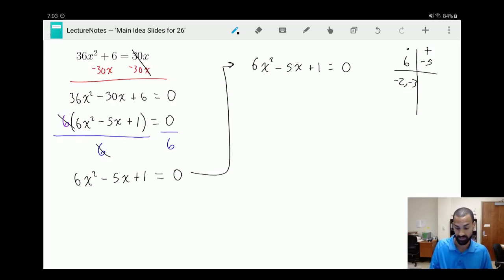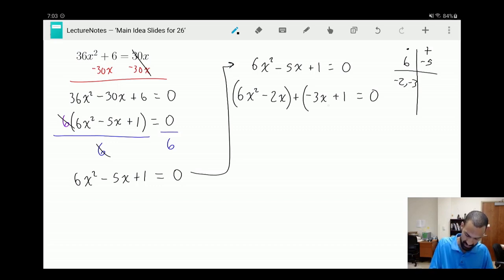Okay, so use that to split my middle term into negative 2x plus negative 3x. And notice I'm going to keep bringing down that equals 0 so I don't forget what I'm trying to do here. Okay, let's group together the first two terms and the last two terms. The common factor between 6x squared minus 2x is 2x. If I factor that out, I'm left with 3x minus 1.